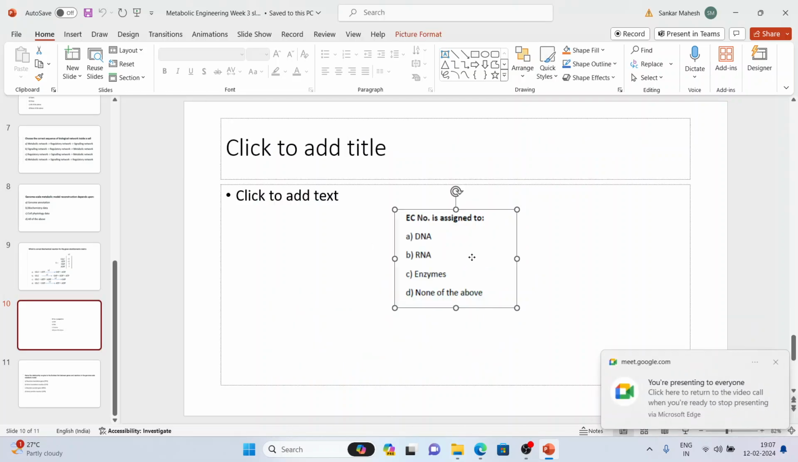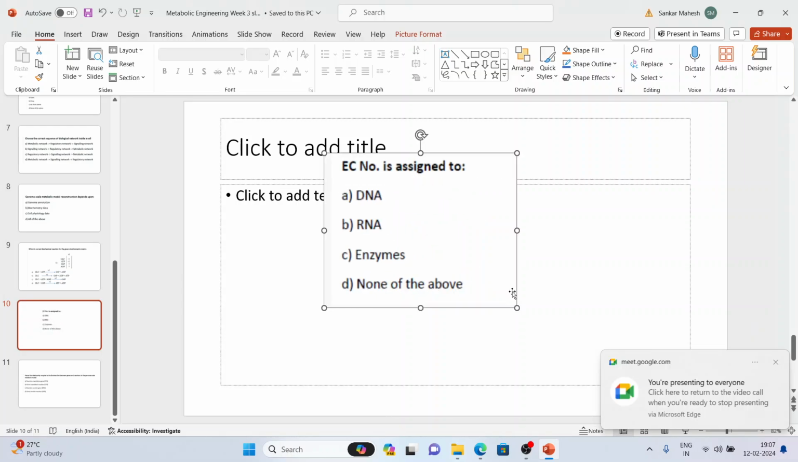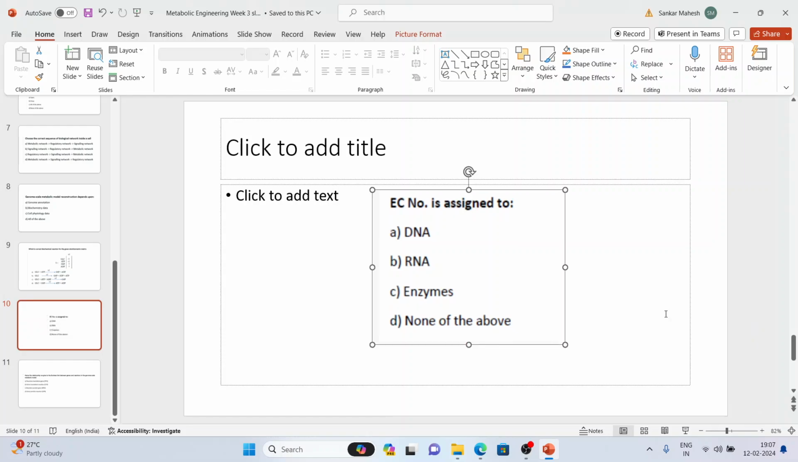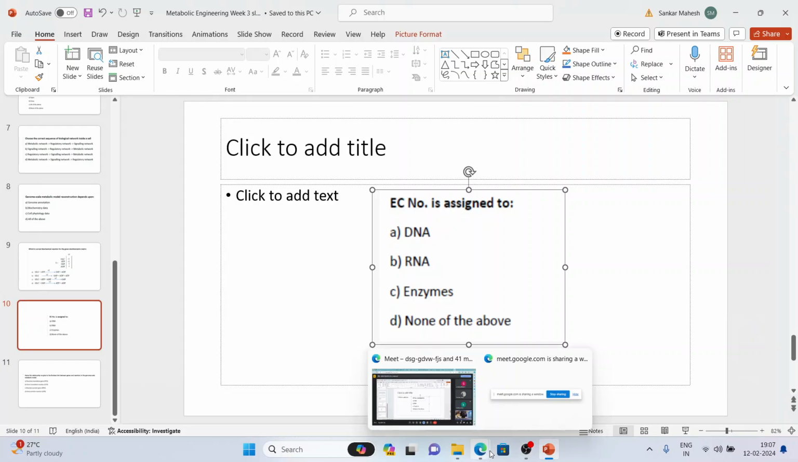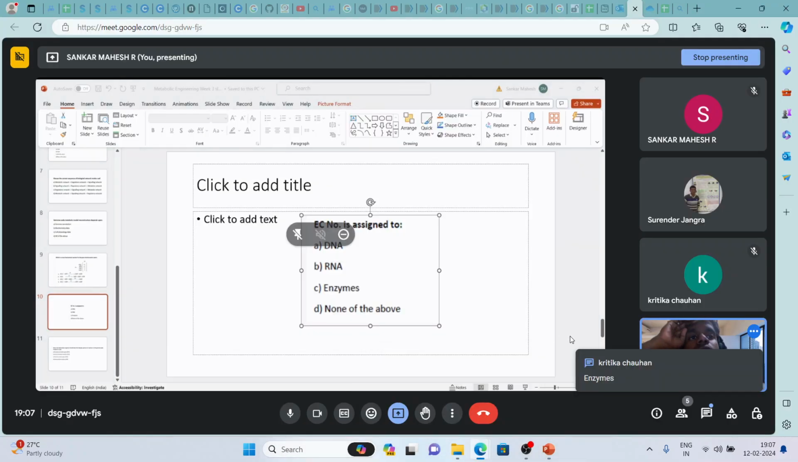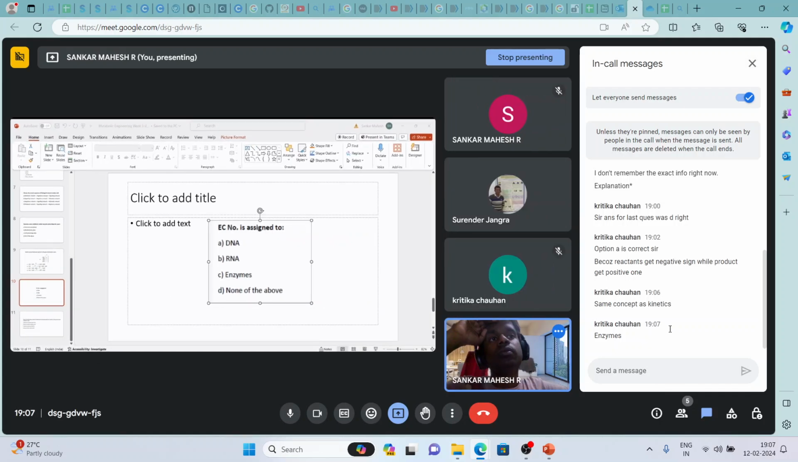So the next question is: EC number is assigned to option A, DNA, option B, RNA, option C, enzymes, and option D, none of the above. We can just take a couple of minutes and then discuss what EC is and take it forward. Yeah, Kartika, we'll just take a couple of minutes and then decide.